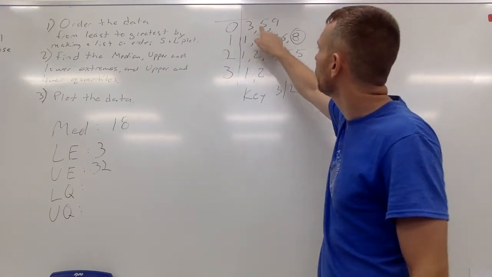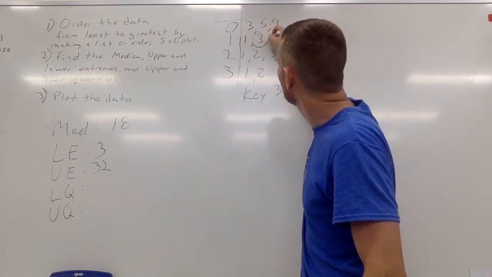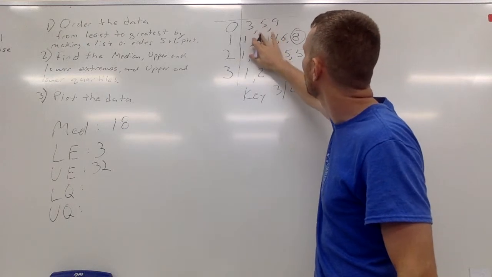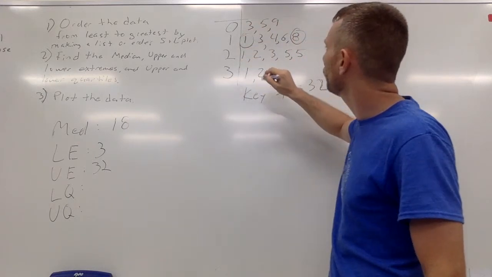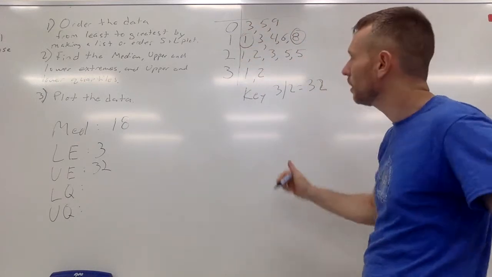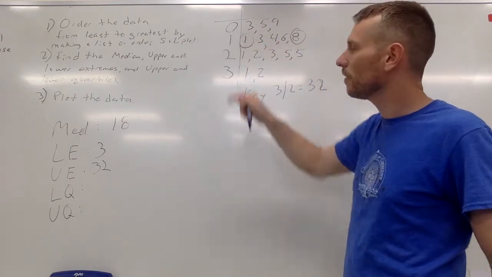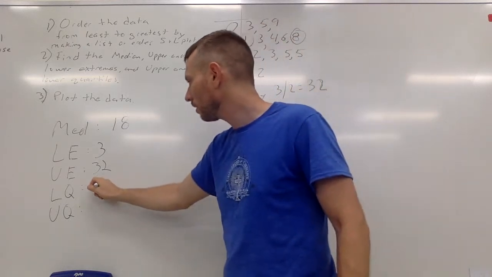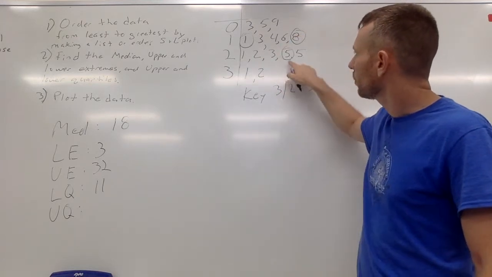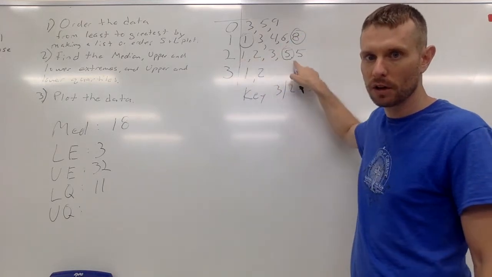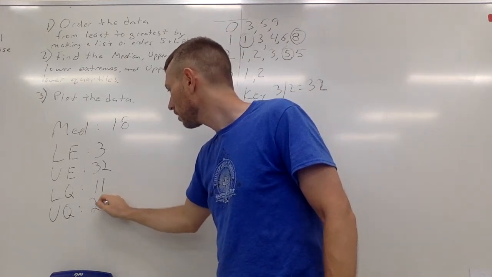So there's 1, 2, 3, 4, 5, 6, 7 numbers. My fourth number should be the middle of those remaining numbers because there's 1, 2, 3 numbers before this number, and 1, 2, 3 numbers after this number. So my lower quartile is 11. And then for my upper quartile, the fourth number over here also has 3 numbers before and 3 numbers after. So this is 25. That's going to be my upper quartile.